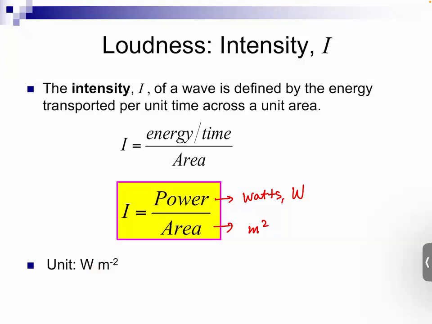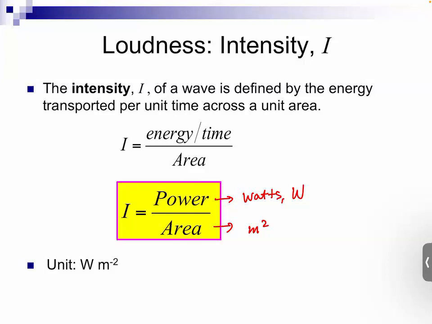Okay, it's useful to remember the unit for intensity being watts per meter squared, because later on I will introduce another measure of loudness, which is decibels, intensity level. And knowing the unit for intensity can help you distinguish between intensity and intensity level. Okay? So intensity is measured as watts per meter squared, coming from the definition power over area.